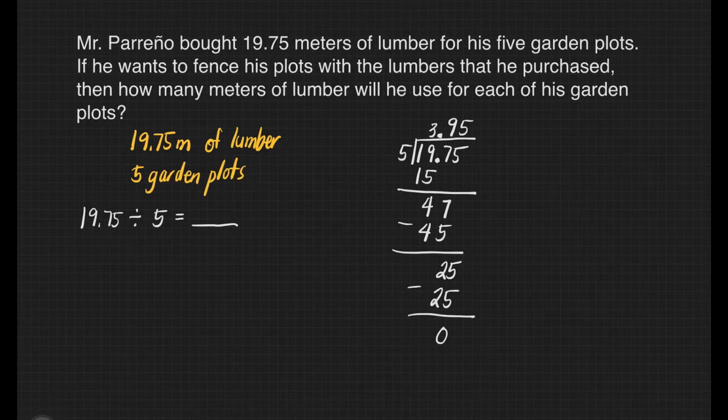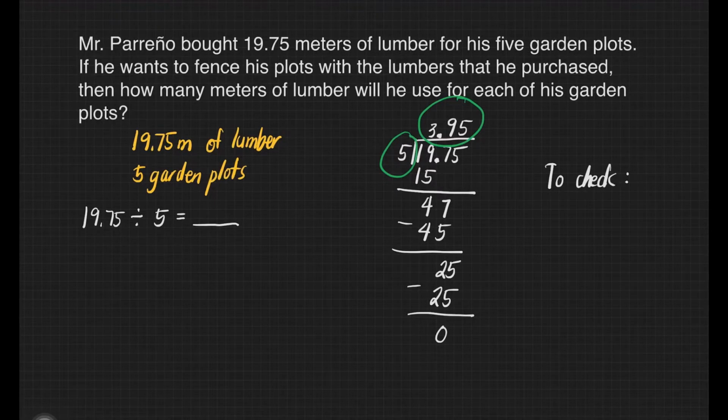But we have to check our answer by multiplying 3 and 95/100 by 5. It has to have a product of 19 and 75/100 because it is our dividend. Now let's start multiplying 3 and 95/100 by 5. 5 times 5 is equal to 25. Write 5 here. Carry 2 to the top of 9. Next, 9 times 5 is equal to 45, plus 2 is equal to 47. Write 7 here and carry 4 at the top of 3. 5 times 3 is equal to 15, plus 4 is equal to 19.